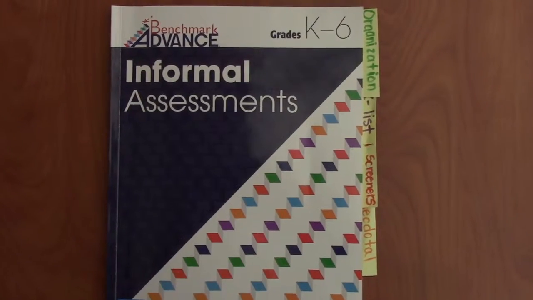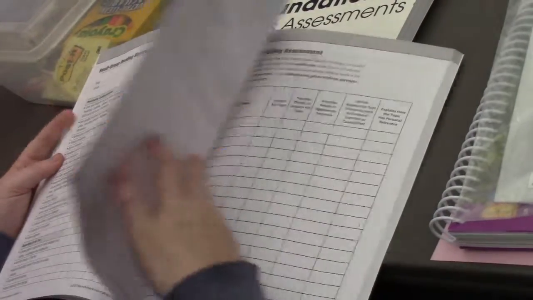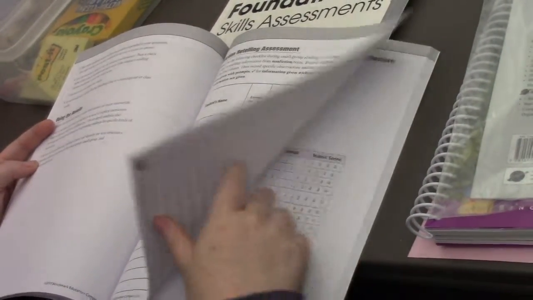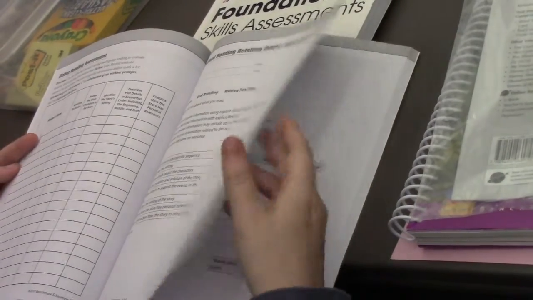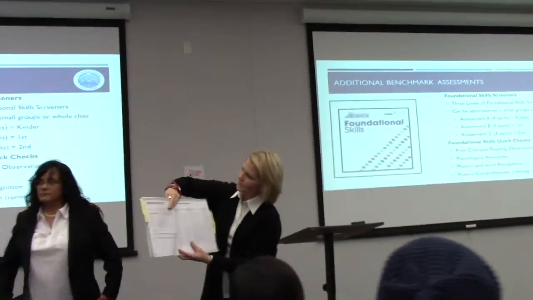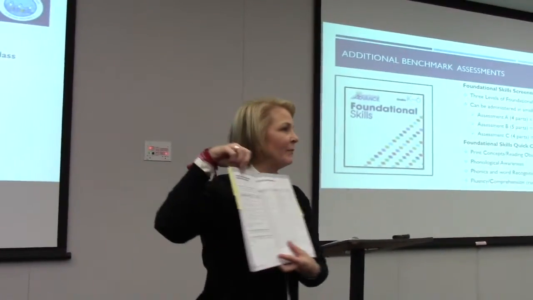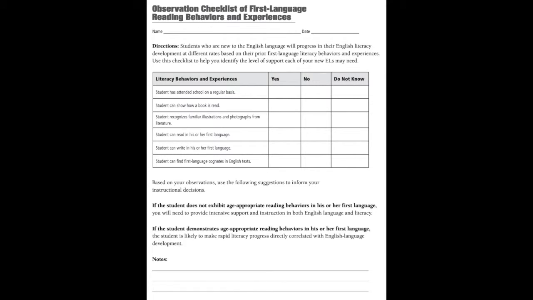This book alone, Informal Assessments, is probably one of the best resources you have right now for benchmark. It's amazing because it can be used with benchmark or across any sort of adoption that has a proficiency level. If you look here also on page 10, an informal assessment, you have an observation checklist for your first language reading behaviors. So if you have some new kiddos that come in and they're your ELs and they're new in your class, this is a great checklist for reading behaviors for you to use to observe them on page 10.